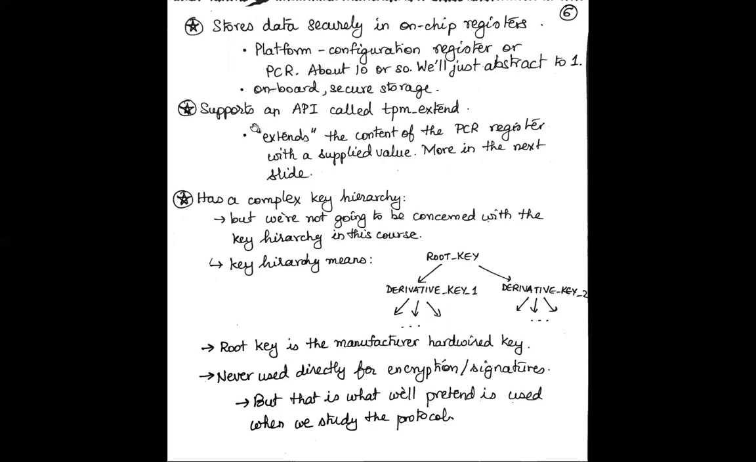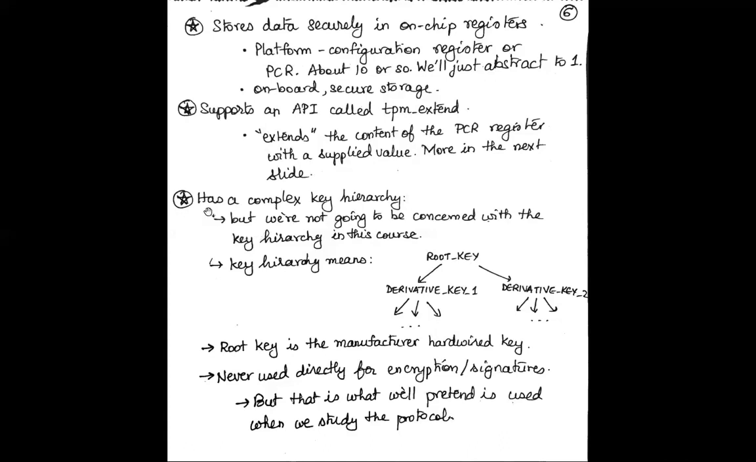And that brings me to the next point. The TPM supports an API called Tpm Extend. And this Tpm Extend is supposed to be the only way by which you change the content of the PCR register. It's called Tpm Extend for a reason. It extends the content of the PCR register with a supplied value. I will tell you much more about Tpm Extend in the next slide. For now, let us just move on, but understand that Tpm Extend is the only way to change the value of the PCR. I'll explain in much more detail what extend means.